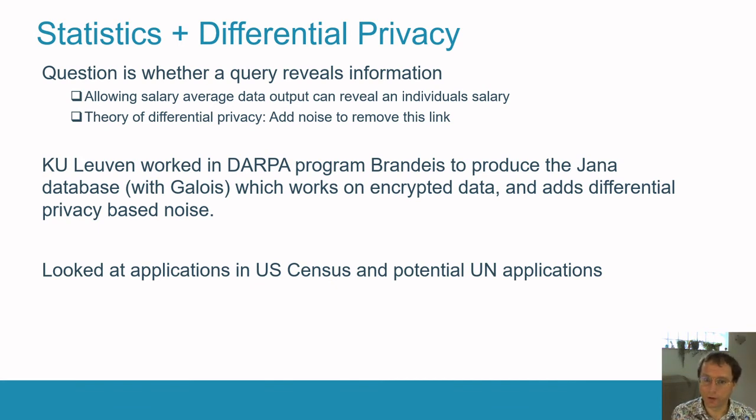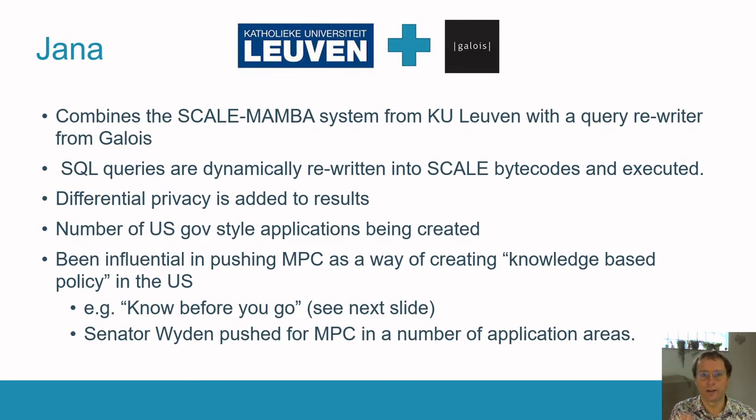But we combine this also with differential privacy, because when you do a secure computation, remember we go back to the very beginning, you reveal everything about the underlying data that's revealed by the answer. So the answer itself could reveal private information. To avoid that, you not only need to do secure computation, you also need to add differential privacy to stop that happening. So what's JANA? Well, it combines our system with a query rewriter from Galois. Dynamically, the SQL queries for the database are rewritten into SCALE bytecodes and executed on the MPC engine.